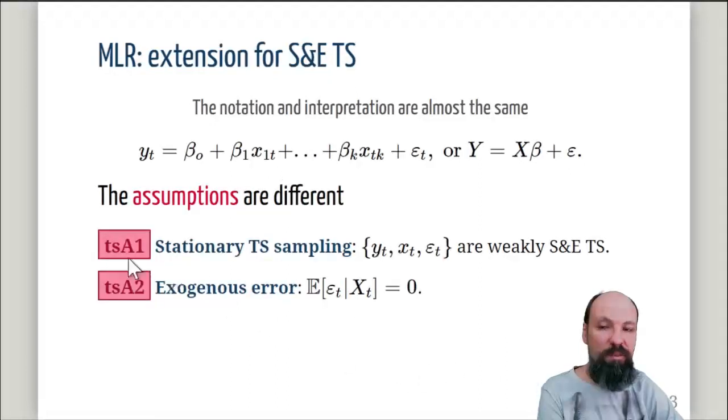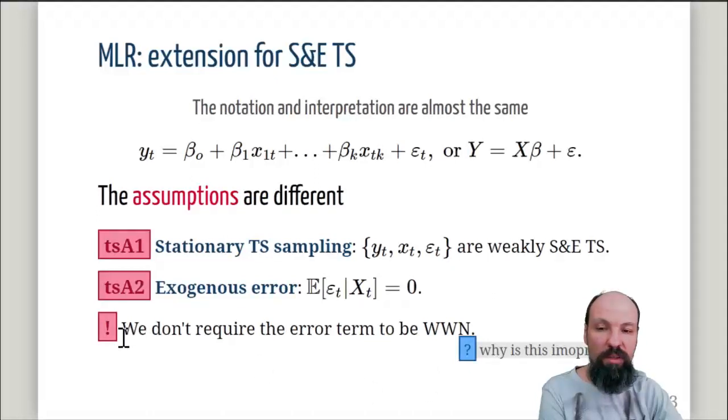And the assumptions are different. So instead of random sampling assumptions, we now get time series assumptions, stationary time series sampling, that y and epsilons are weakly stationary time series now, and the exogeneity of the error term is still here. So given the explanatory variables, the error has zero expectation, or the error term is uncorrelated with the regressors, with the controls. This assumption remains here. It means a little bit different thing now because it's time series, but still.